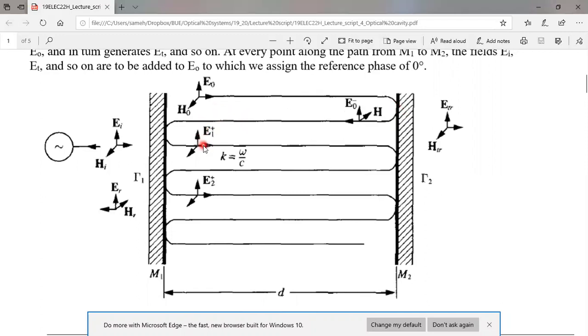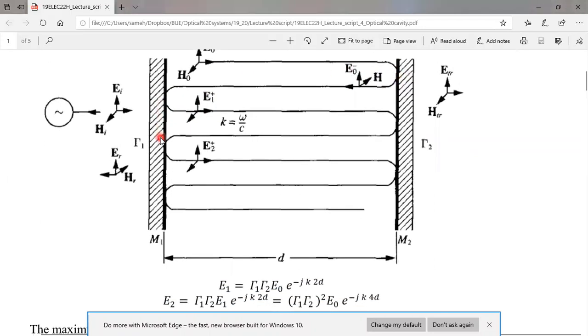Now, at this point, again, some of this energy will be reflected and some will be transmitted. And again, I am still interested in the amount of energy being reflected. So E1 plus is equal to e power minus j 2kd, which is a round trip 2kd, multiplied by gamma 1 multiplied by gamma 2, which is this equation. So E1 is equal to gamma 1 times gamma 2. Gamma 2 comes from here, the reflection from this border. Gamma 1 comes from here, the reflection from the first border.